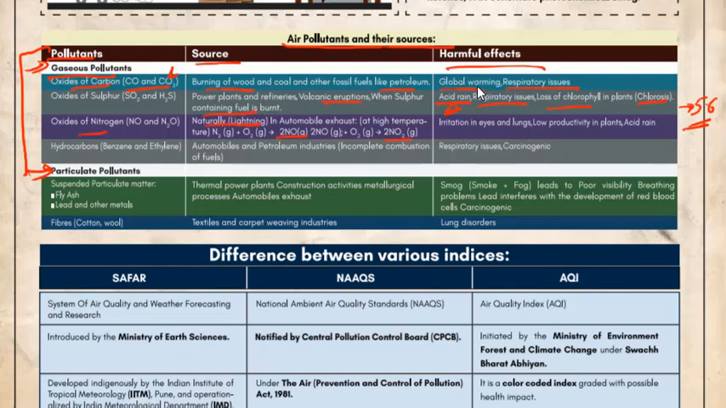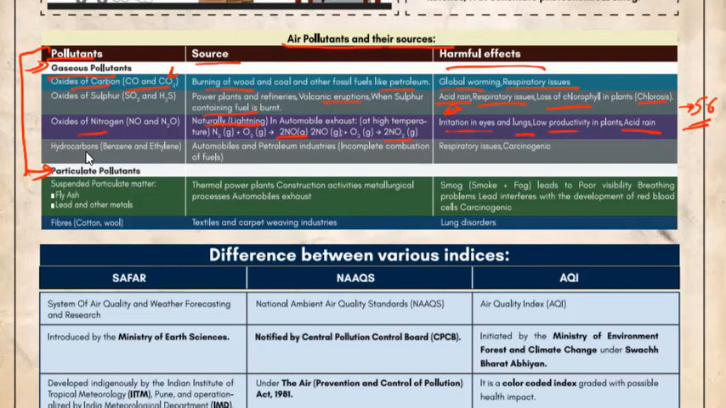Next, what is harmful? Again, the acid rain is there. I already told you, for the acid rain the responsibility goes to the oxides of sulfur and nitrogen. And what are the different effects? These are simple: irritation to eyes, lungs, and low productivity in plants, etc.